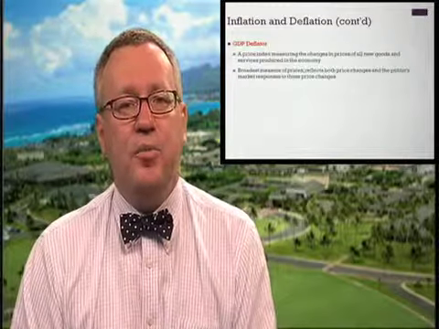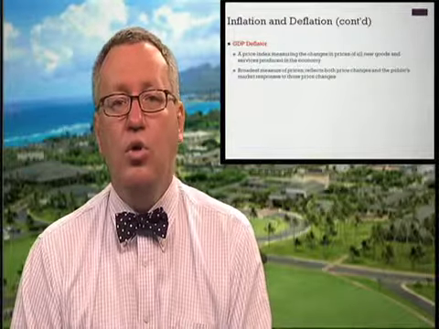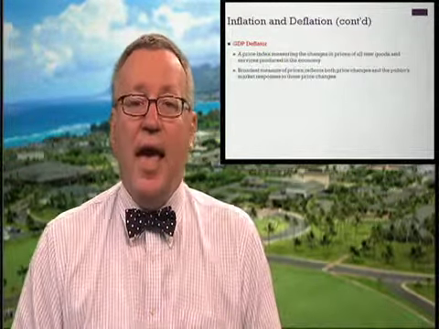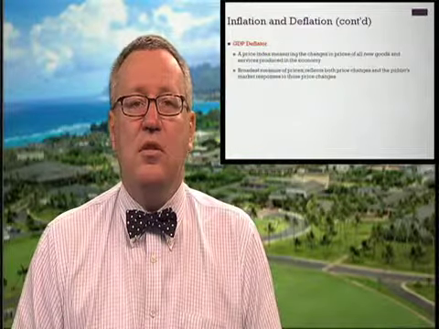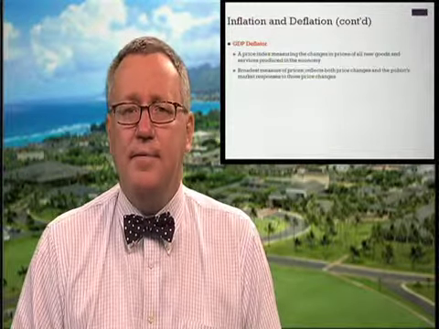The third one is the GDP deflator. It's a price index measuring the changes in prices of all new goods and services produced in the economy. It's the broadest measure that we have for prices and reflects both price changes and the public's responses, the market responses to price changes. It's a little bit more dynamic, a little bit more reflective of reality.